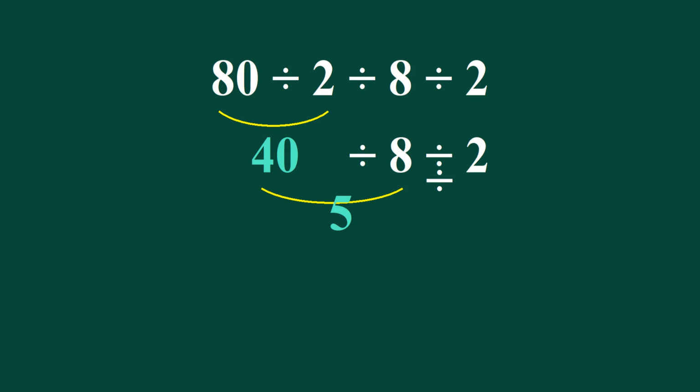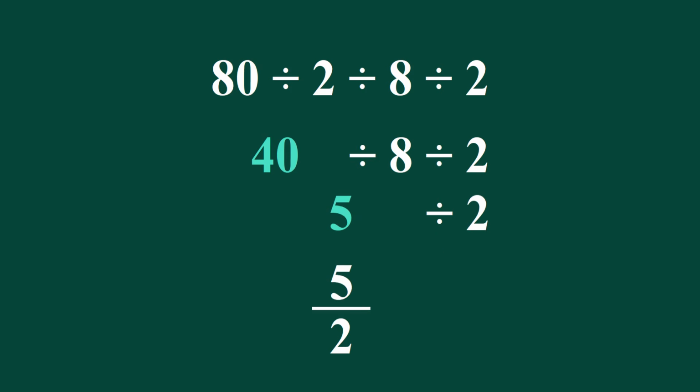So 5 divided by 2 can be written as 5 over 2. This is our final answer to this problem.